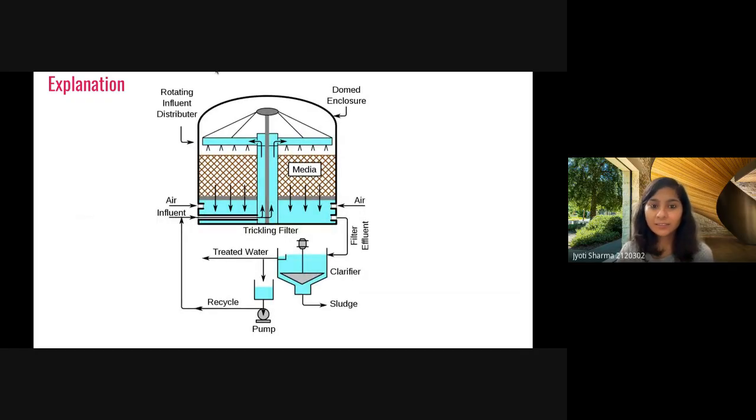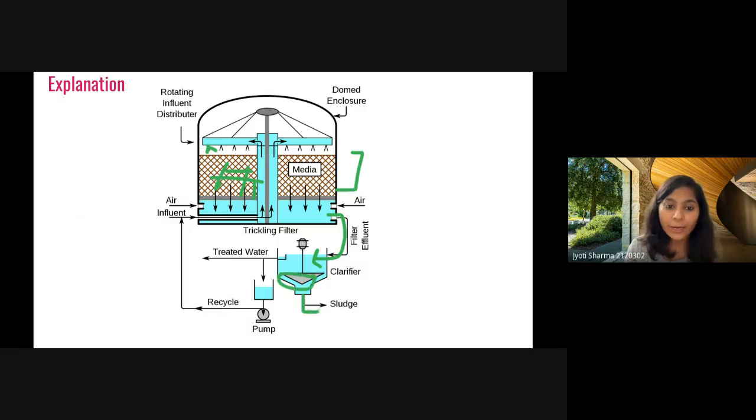And this is another way by which we can understand. This is your media. In that media you have microorganisms. Again, trickling filters: you have a filter that will give the wastewater to this media that has the microorganisms, and then it will give you clean water, and that clean water will come into the clarifier. Some sludge will be removed, and then this will give you the treated water.